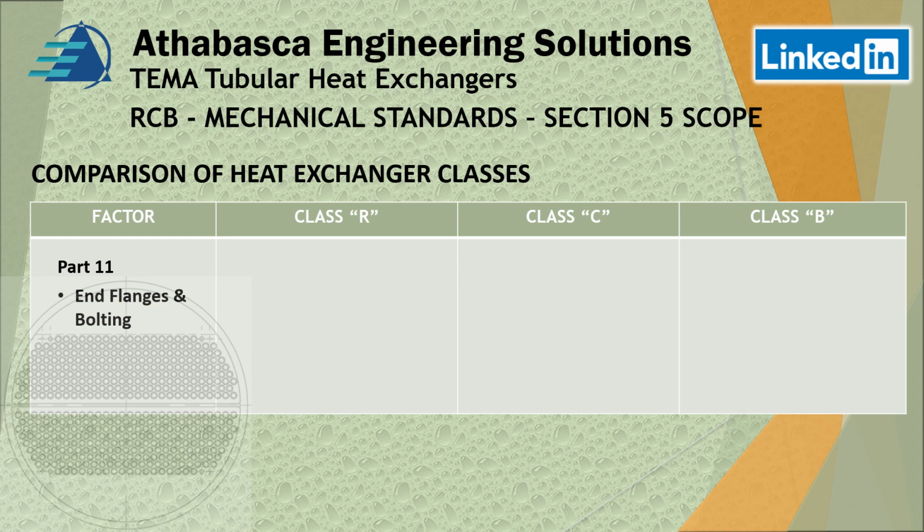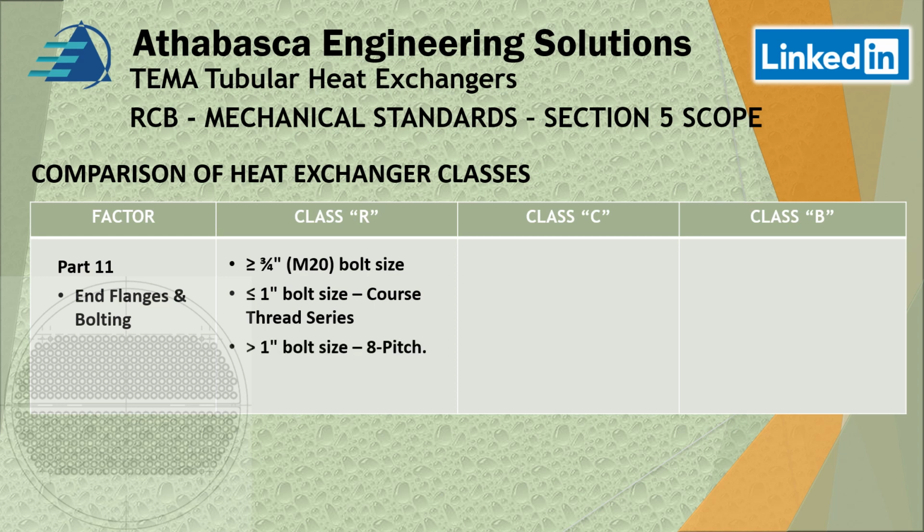Next is end flanges and bolting. For Class R, it says that it must be a minimum of 3/4 of an inch in size, and I put the metric in there. If it's less than 1 inch in size, then you use a coarse threaded series, equal or less than 1 inch. And if it's greater than 1 inch, then you need to use an 8-pitch thread.